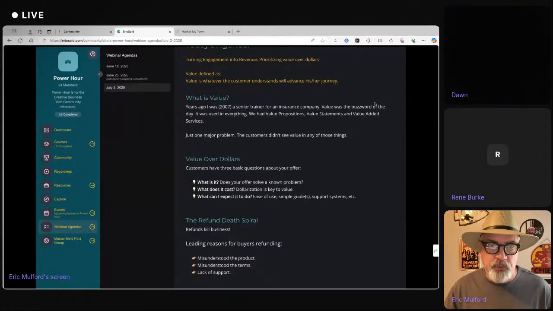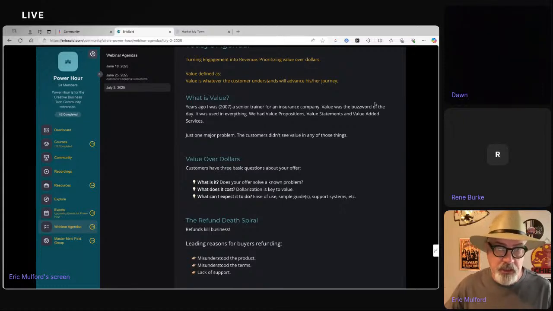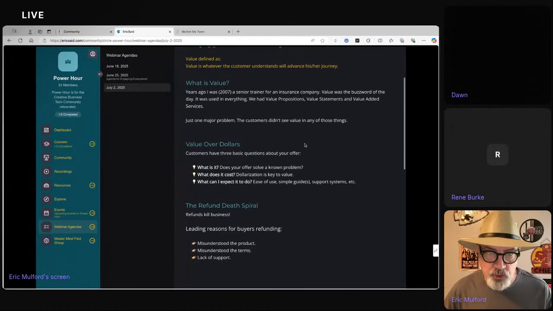So we're going to walk through some steps here of how we take that value proposition. That value is whatever the customer understands that will advance his or her journey. We're going to take that statement and walk it through the process of how we do that. So let's do that now.